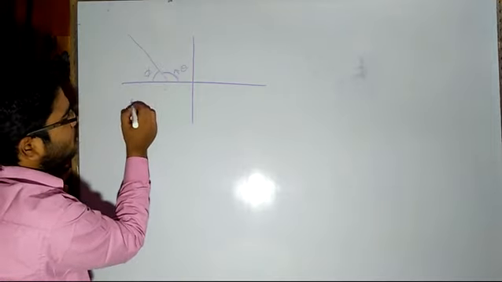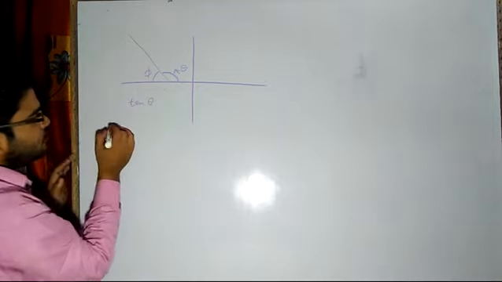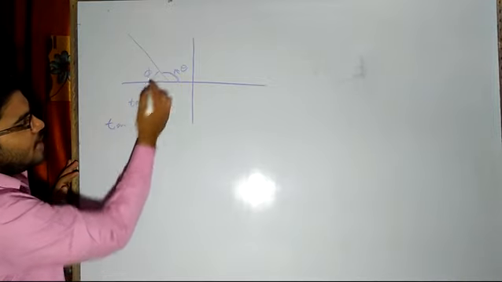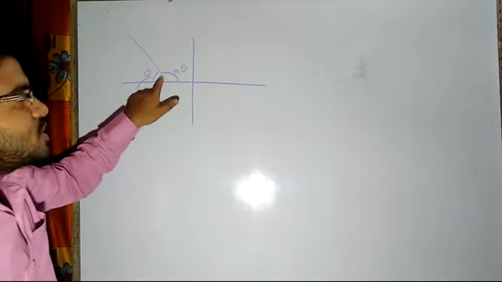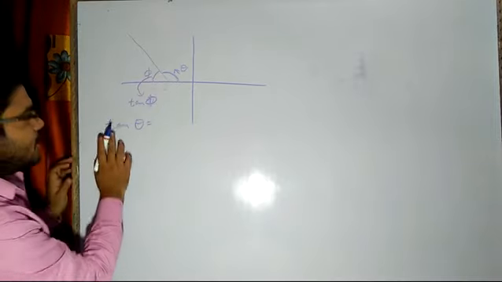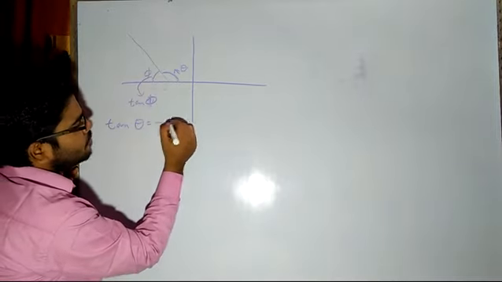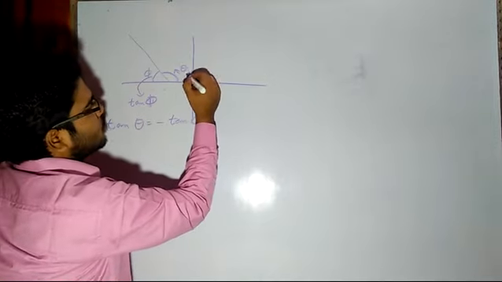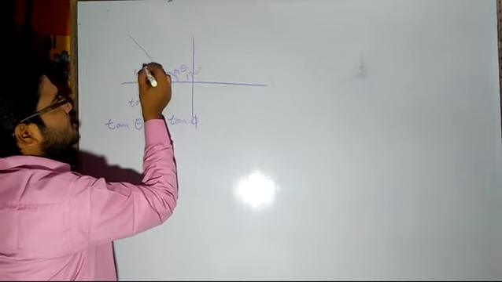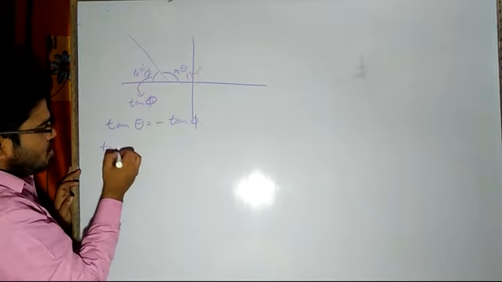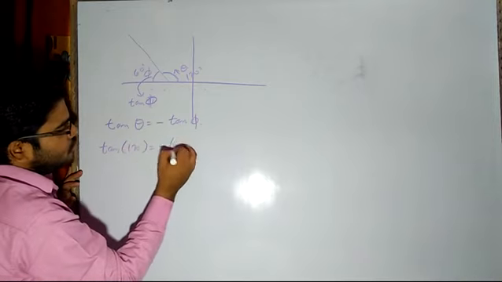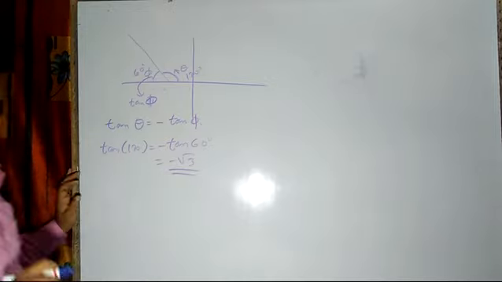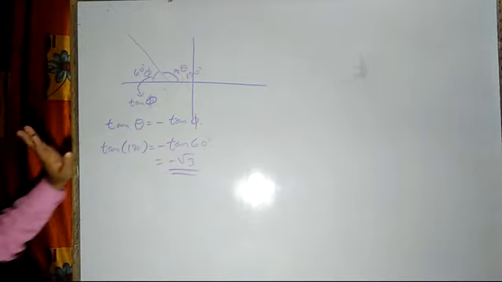If I find tan of phi, I can easily calculate it because it will be less than 90 degree. Then tan theta will be equal to minus of tan phi. Suppose in this theta is equal to 120 degree and phi is equal to 60 degree. Then I will write tan of 120 degree is equal to minus of tan of 60 degree, that means minus root 3. In this way only. If it is in any other position, you have to see the reference.